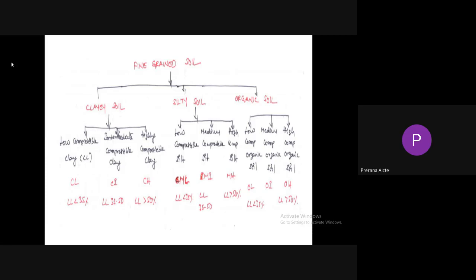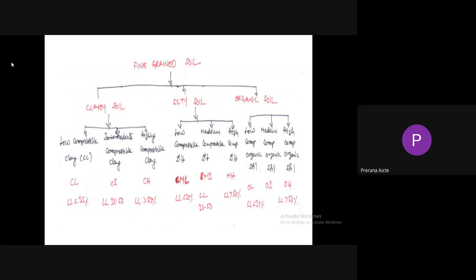Similarly, for silty soil: low compressible silt, medium compressible silt, and high compressible silt. Similarly, for organic soil: low compressible organic soil, medium compressible organic soil, and high compressible organic soil. So here we have CL, CI, CH, ML, MI, MH, OL, OH. Silty soil has the first letter S, and sandy soil also has the first letter S, but silty soil is always expressed with the letter M.